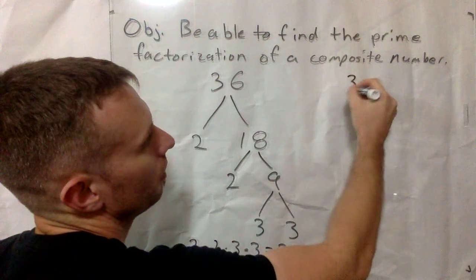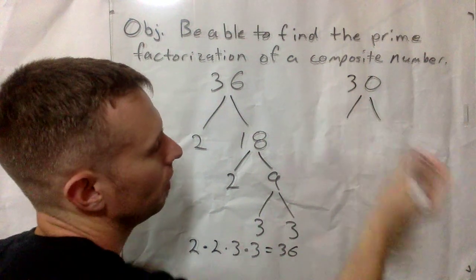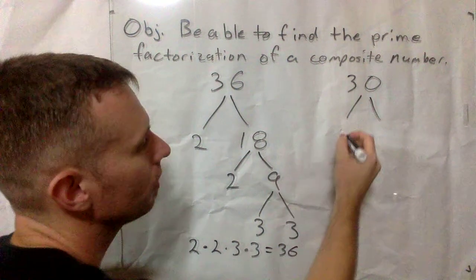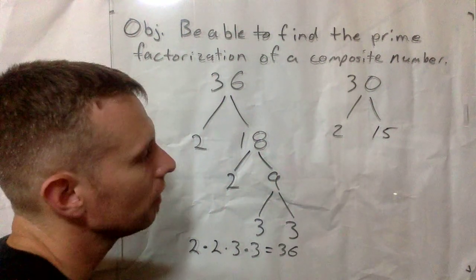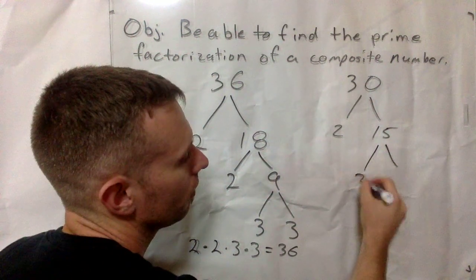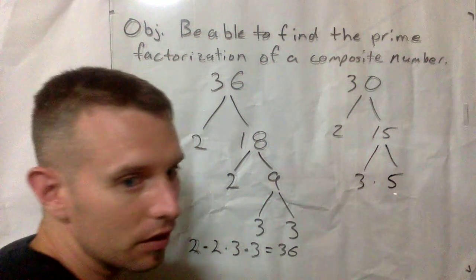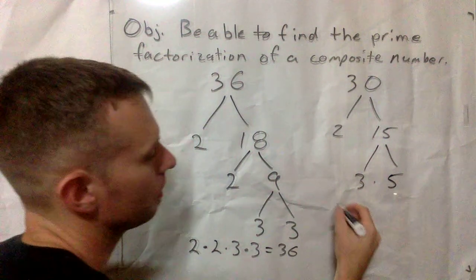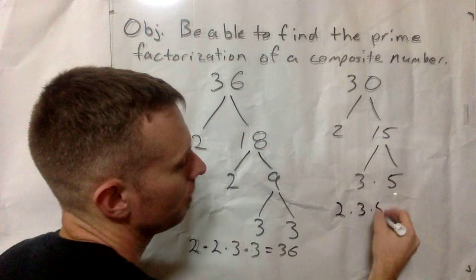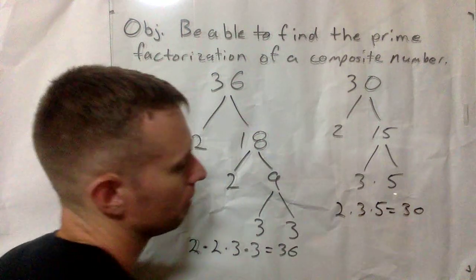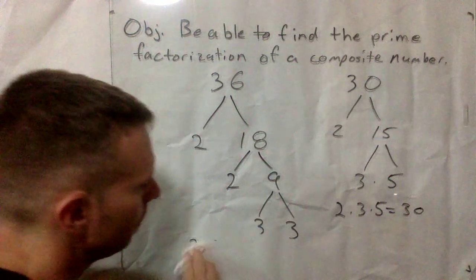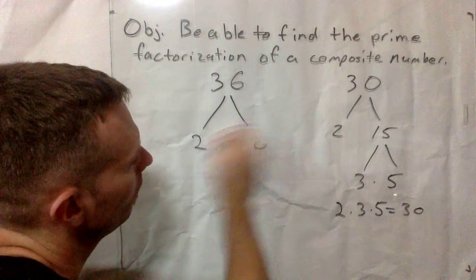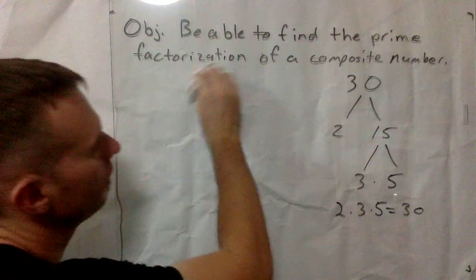Let's try, how about the number 30? Well, again, we can do 2 because it's even, so 2 times 15, and the factors of 15 are 3 times 5. So the prime factorization of 30 is 2 times 3 times 5 gives us 30, all prime numbers. Okay, let's try one more with the factor tree.